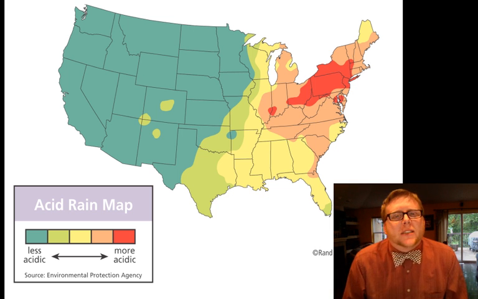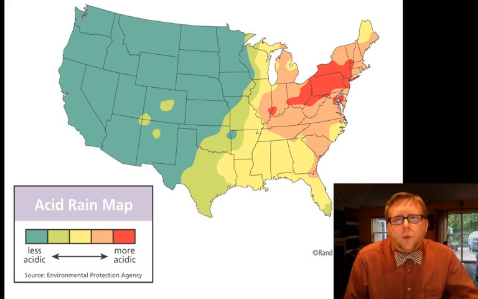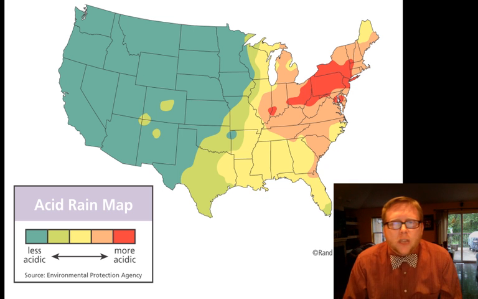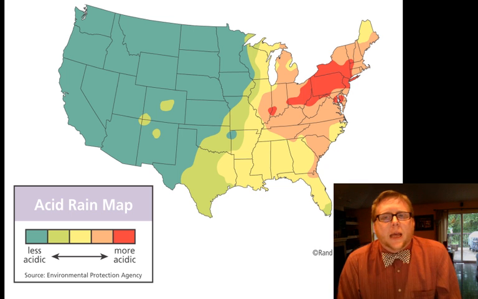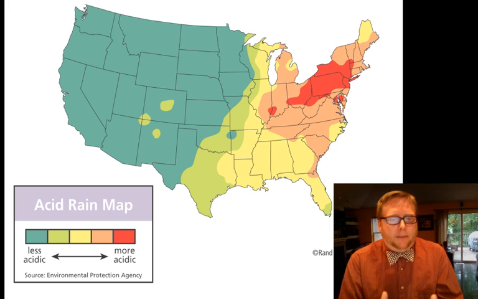It's also kind of interesting to notice that the wind goes from the west to the east. So those pieces of smoke and the pollution from them are being carried east. And so as you go further east, you're getting more and more acid rain.